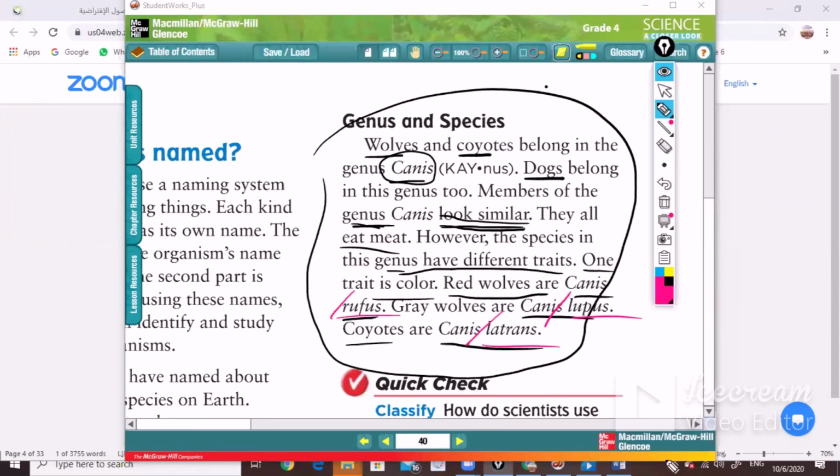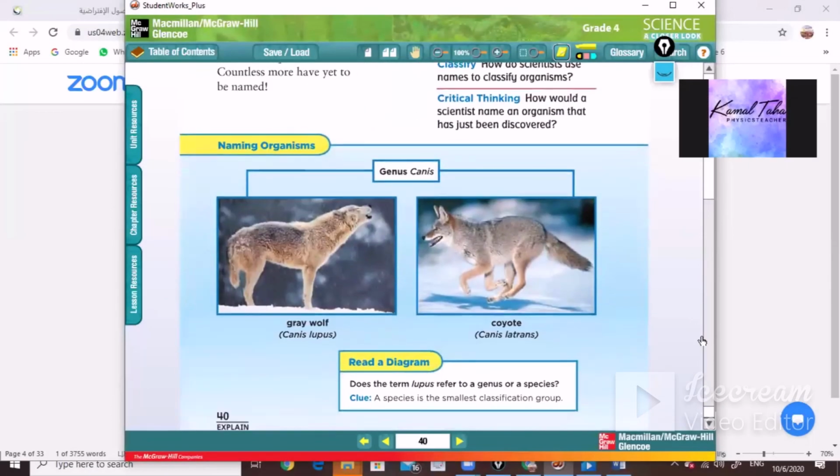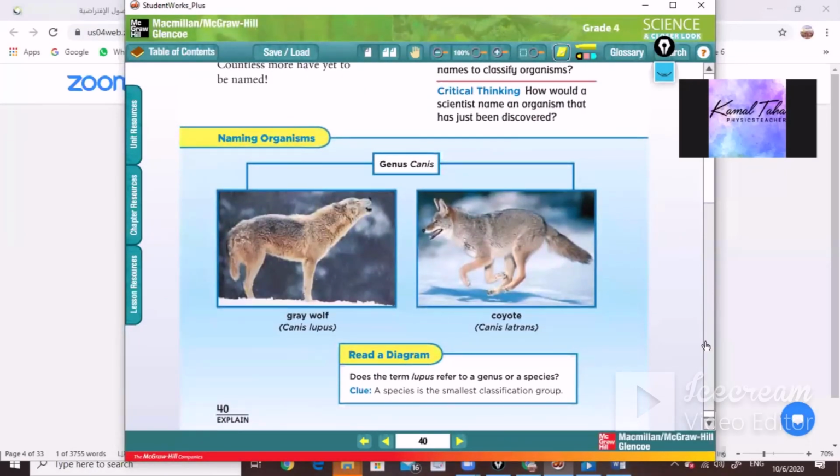Now guys, repeat with me, all of the class. Canis rufus. Without microphone. Canis rufus. Canis lupus. There are no same species. All species are different, because for each species we have only one organism. No species are the same, guys.